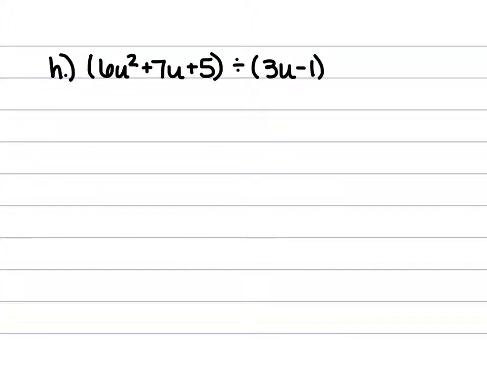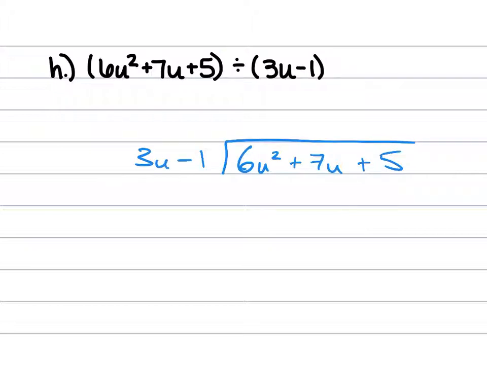Okay, is this in standard form? Okay, perfect. So let's just go forward here. We've got 6u squared plus 7u plus 5 divided by 3u minus 1. Brooke, you want to take this one for me? Cool.